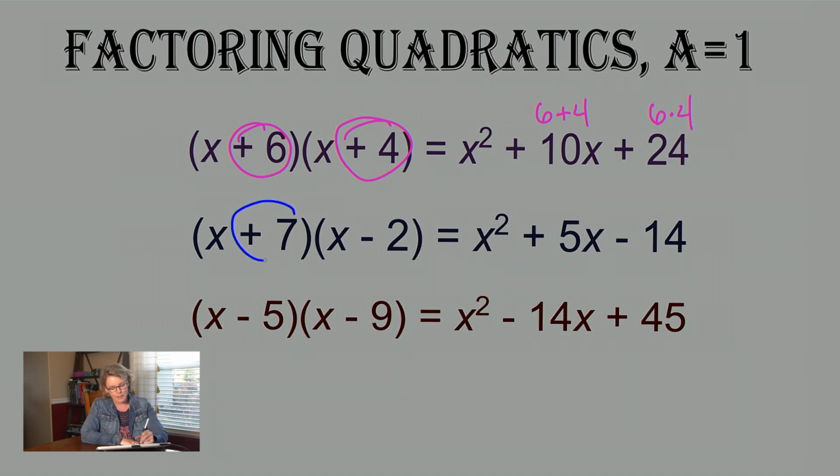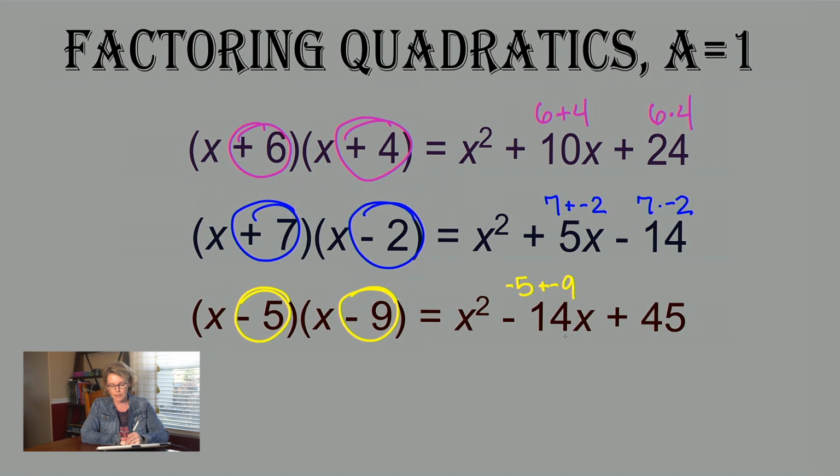Next one, I have a 7 and a negative 2. You'll notice that my middle term here is 7 plus negative 2, and the negative 14 at the end is 7 times negative 2. Last one before we start going backwards and using this as a puzzle. We have a negative 5 and a negative 9. Negative 5 plus negative 9 gets me this negative 14 here. And negative 5 times negative 9 gets me the positive 45 at the end.